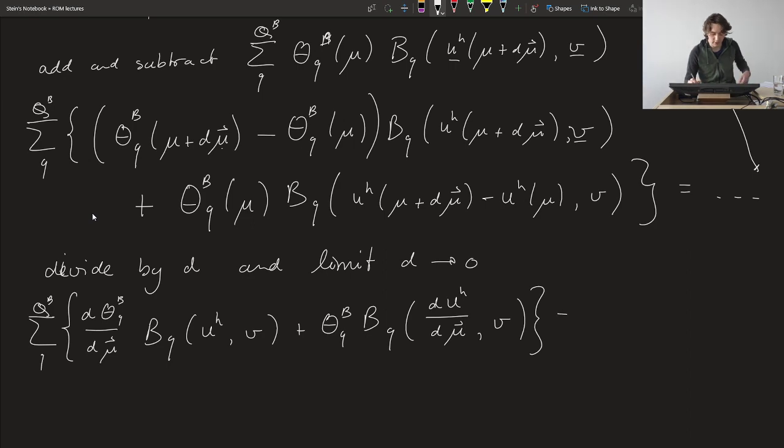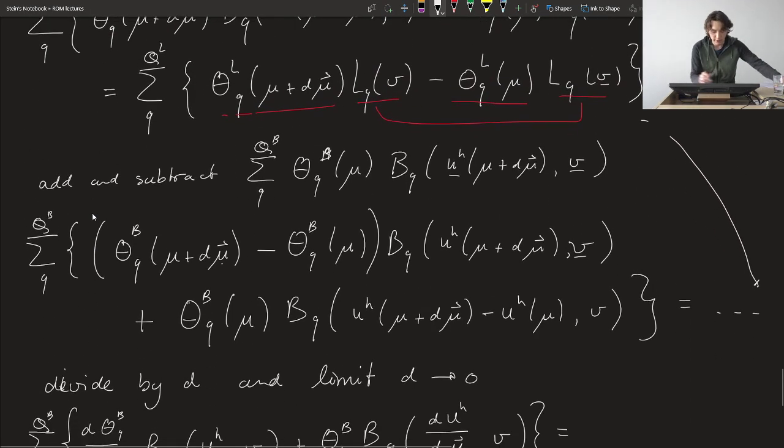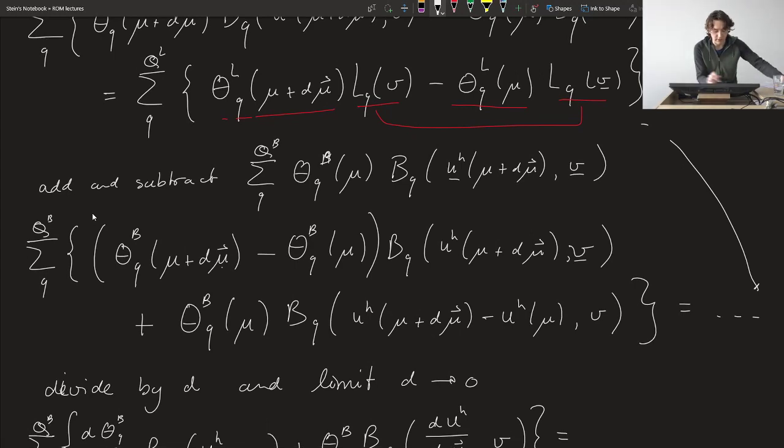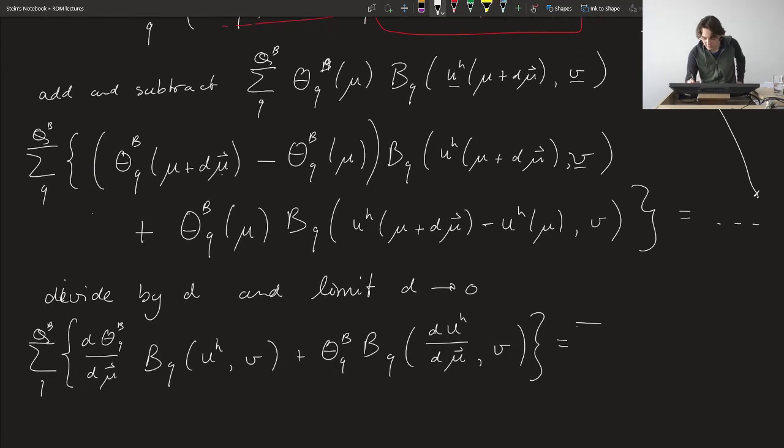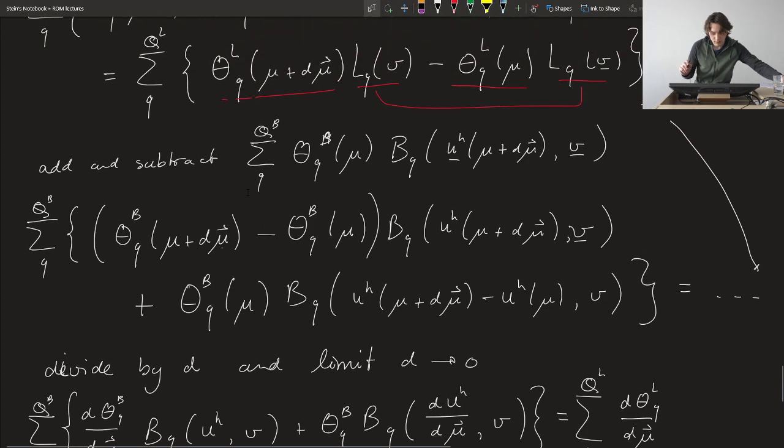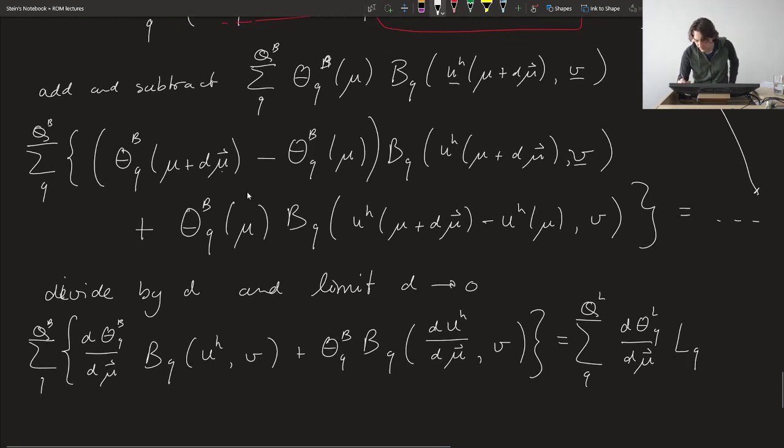And what do I have on my right hand side? I'm not sure if this is going to fit, but I'll try. Well, that's exactly, again, the derivative of the thetas of the linear forms. So I have the sum over the linear forms of d theta L Q d mu, the directional derivative of theta in the direction of our change of mu, multiplied by, what did I have there? L Q of v. So far no approximation, everything fits perfectly.